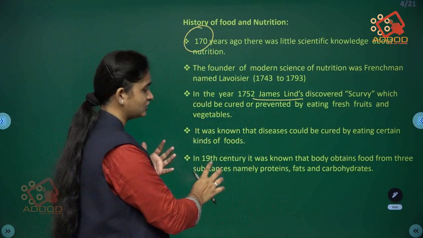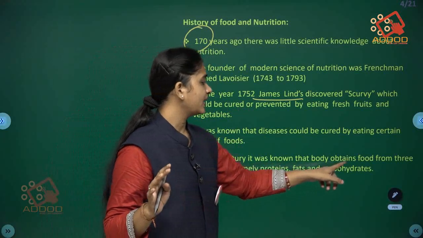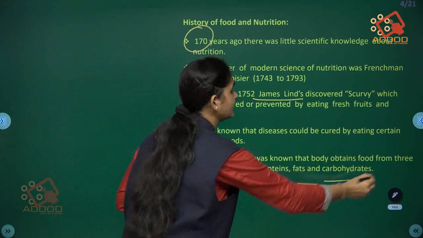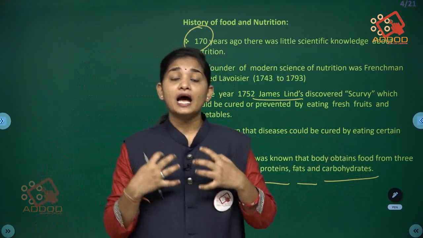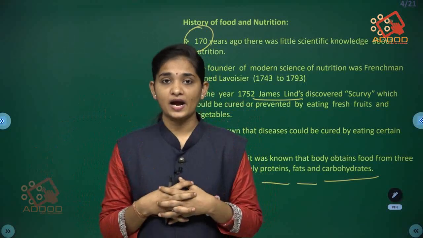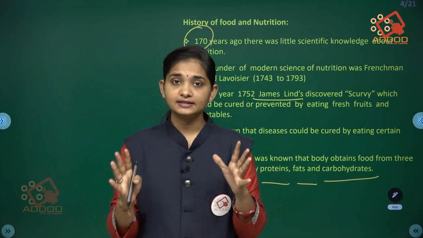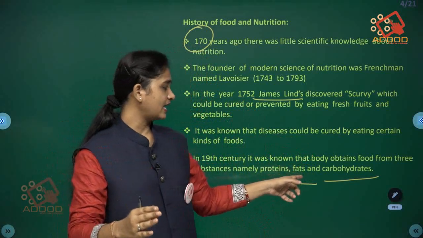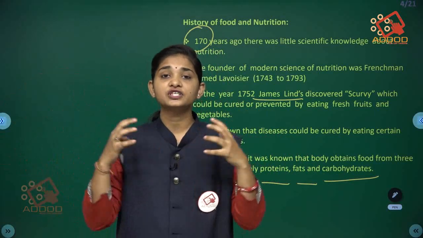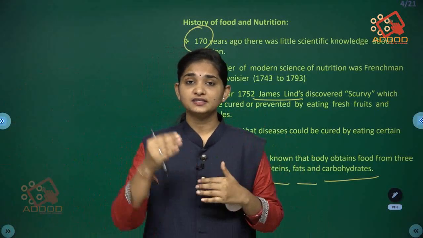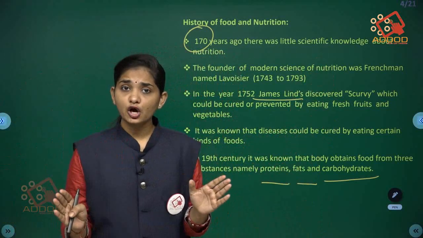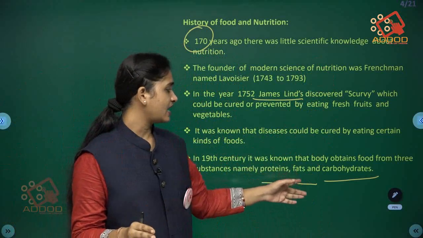Then what happened in the 19th century? It was known that the body obtains energy from three substances, namely proteins, fats and carbohydrates. When I'm talking about components, what are the components exactly required for my health to get energy? It is nothing but proteins, fats and carbohydrates. These are the actual components present within my food which give me a lot of energy. This has been discovered through a lot of experiments conducted by various scientists. So what are those important components? They were proteins, fats and carbohydrates.